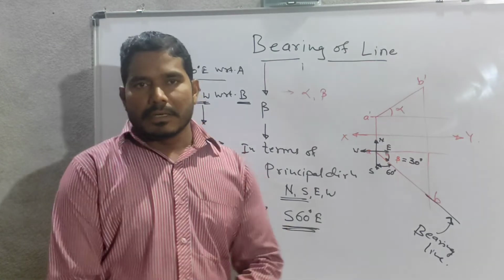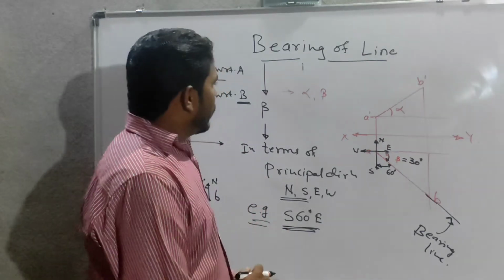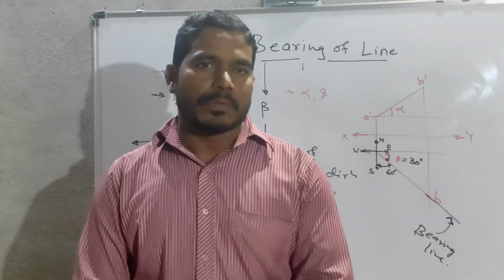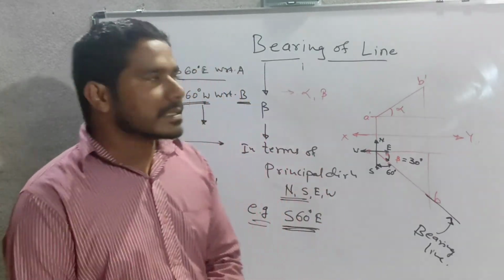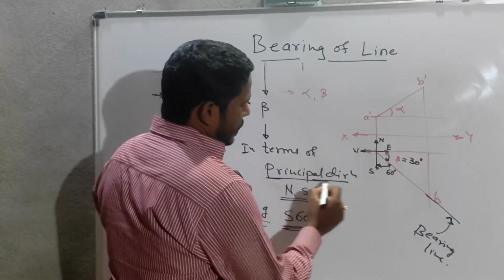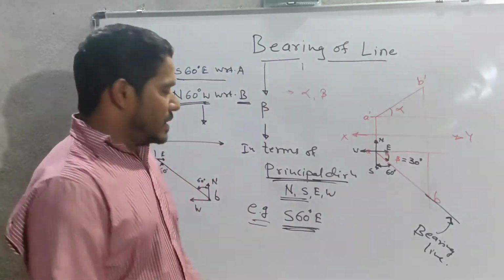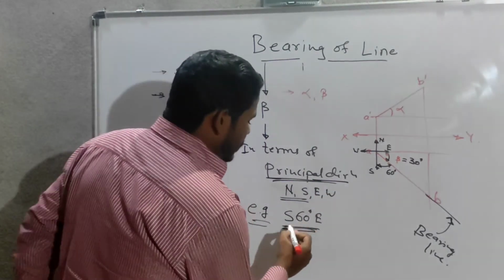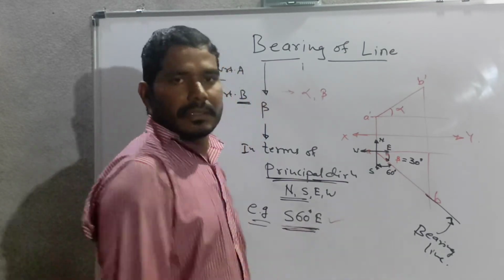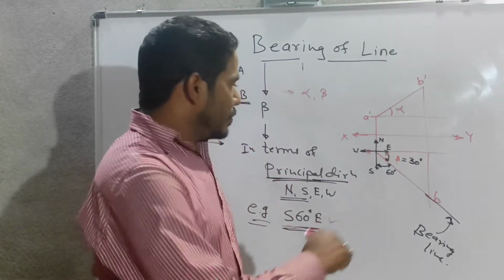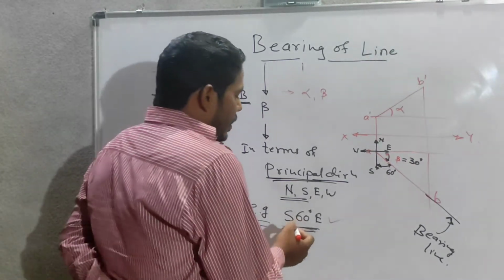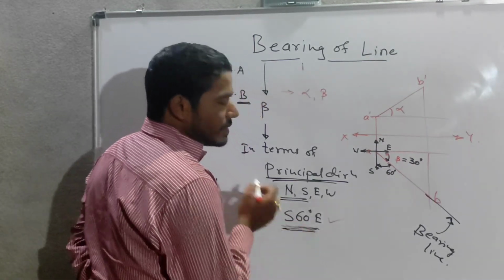What is meant by the bearing of the line? As I have told, the bearing of the line gives the apparent inclination of the line in its top view. And whatever this inclination is, it is always shown in terms of the principal directions, for example, south 60 degree east, in this way. Means they have given it in terms of the direction only. We will never say the bearing is only 60 degrees.